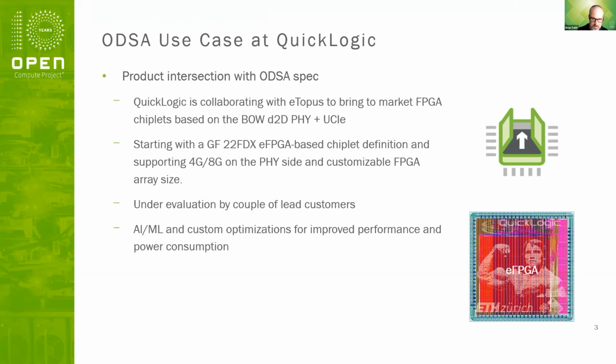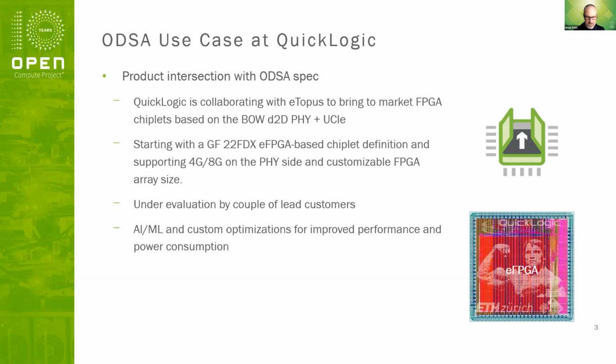The starting point, similar to Etopus, is on 22 FDX at Global Foundries, which was a node that we've supported for some time now. And we're under evaluation right now on lead customers to see how we might architect something so that the chiplet itself can be reused across multiple customers.